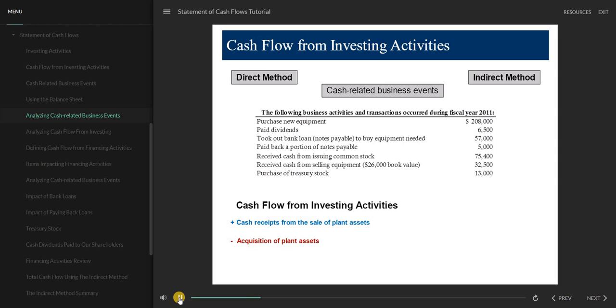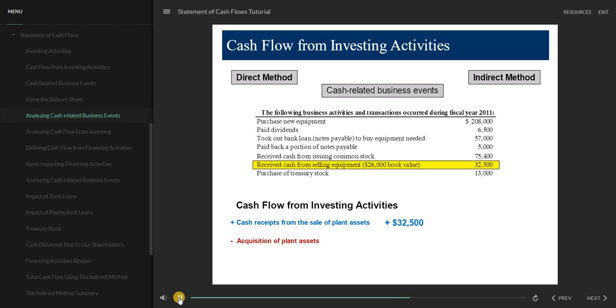plant assets. The item immediately preceding the last item states, received cash from selling equipment, $26,000 book value. We see that the actual cash received was $32,500. Since we are focused on those items impacting cash, we will use the $32,500 and add it to our cash flow from investing activities. Next, we want to see if we purchased anything which ultimately became an asset.